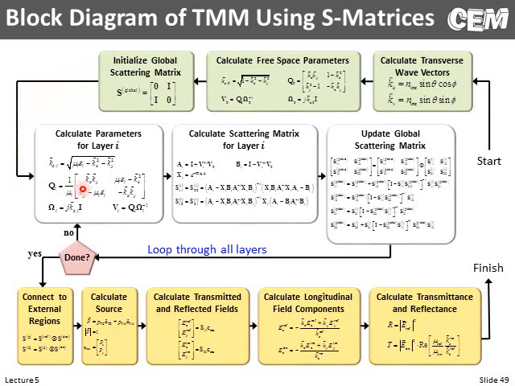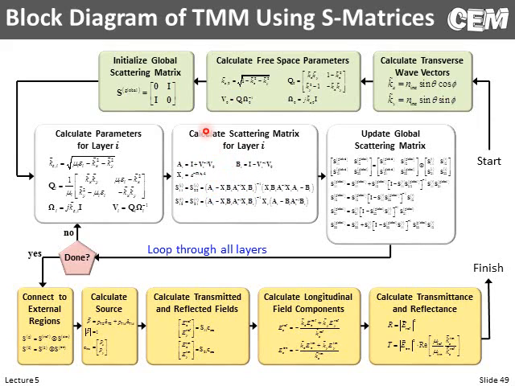So we come into the first loop. We're talking about the first layer. We'll calculate the kz component in that layer. We'll calculate the Q matrix in that layer. We'll calculate the omega matrix in that layer and the V matrix in that layer. So these are all parameters associated with, at this point, the first layer. Then we calculate the scattering matrix for the first layer. So these equations shouldn't be any surprise.